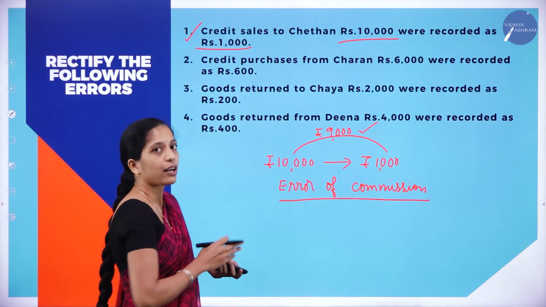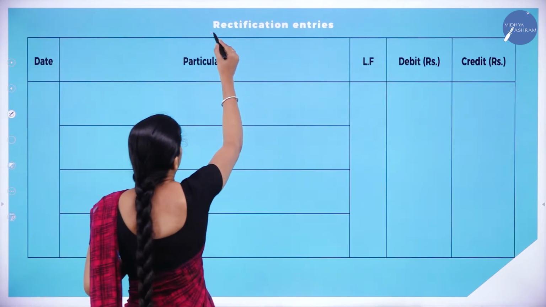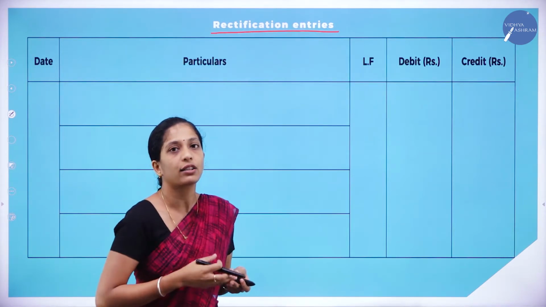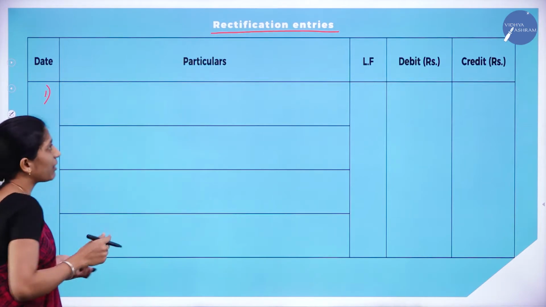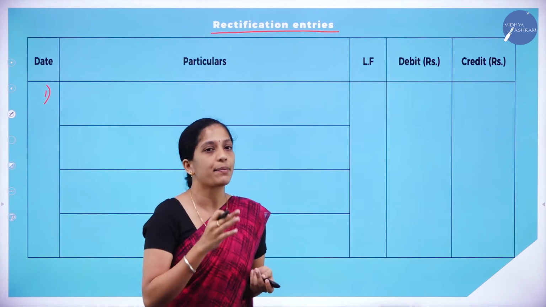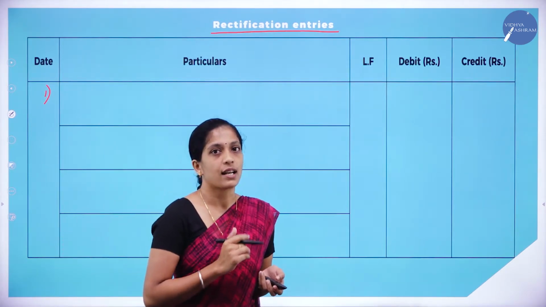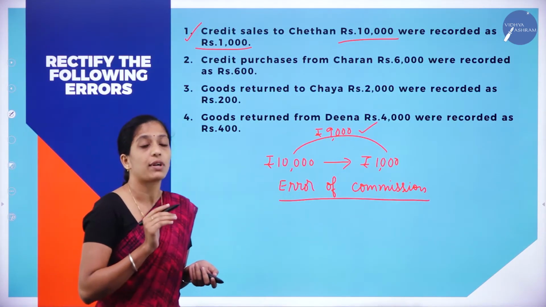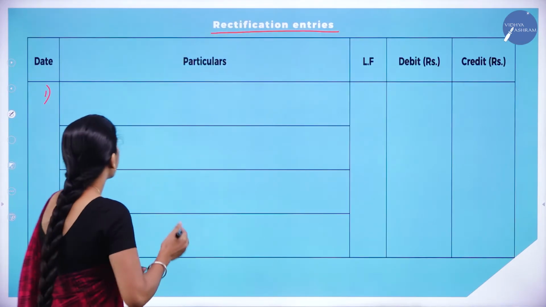Now, we shall record the rectifying entry. In the sense, the mistakes they have made, we shall correct those mistakes now. Your format will be the same for the rectifying entry as for the journal. You will have date, particulars, ledger folio, debit rupees and credit rupees. Now, what is the journal entry for the first transaction? That is Chetan's account debit to sales account, and the amount is 9,000.